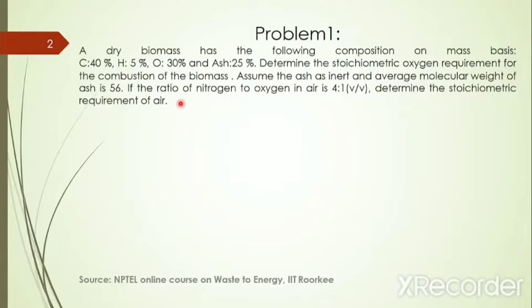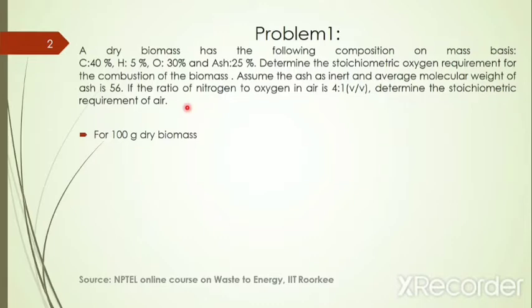So what is our first step? First step, we have to find the molecular formula of the given biomass. Then only we can find the stoichiometric oxygen and air. So now we are assuming 100 gram. So consider 100 gram of dry biomass.